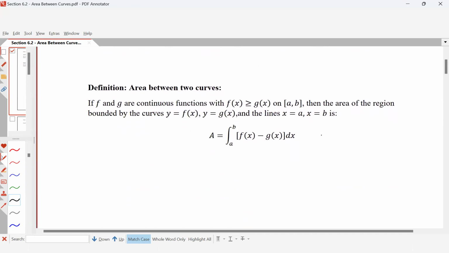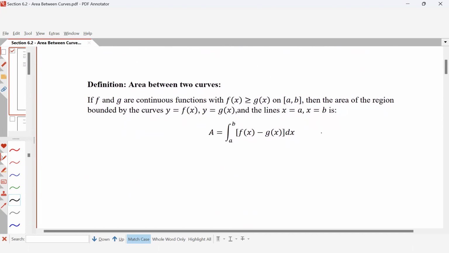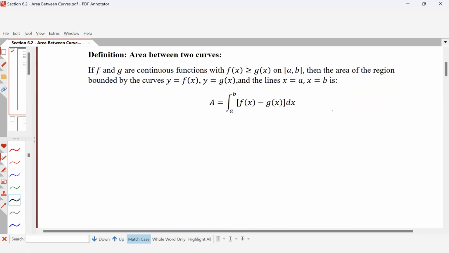If f and g are continuous functions with f of x bigger than g of x on the interval a to b, then the area of the region bounded by the curves between f of x and g of x and the lines x equals a and x equals b is the integral from a to b of f of x minus g of x dx.